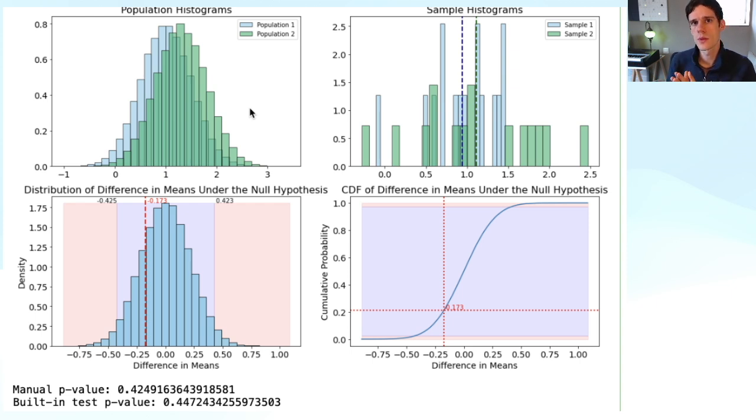And that is something that we will do in the next lesson. By fine-tuning the parameters in our code cell, we can simulate different scenarios and see how this influences our p-value and our eventual conclusion.